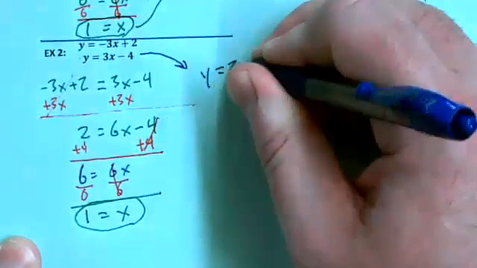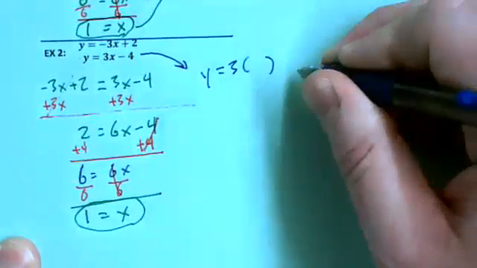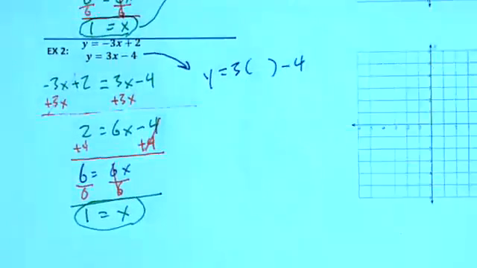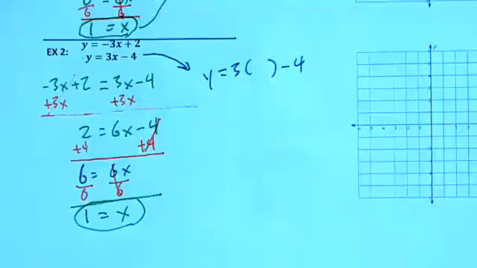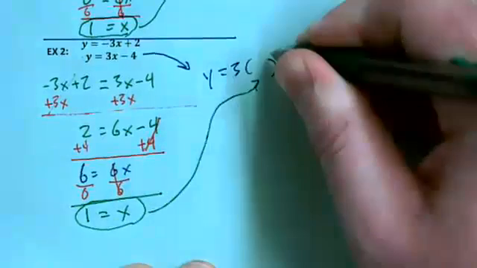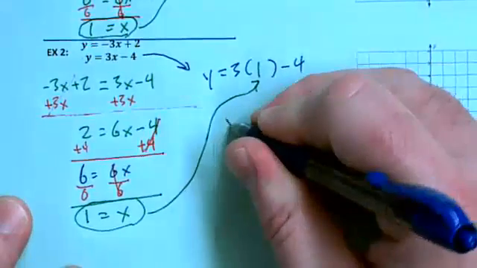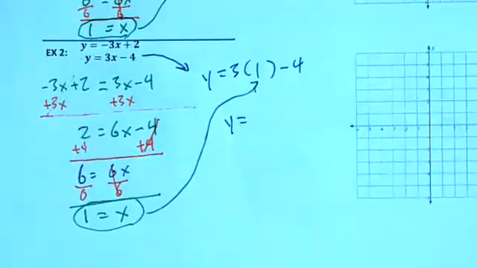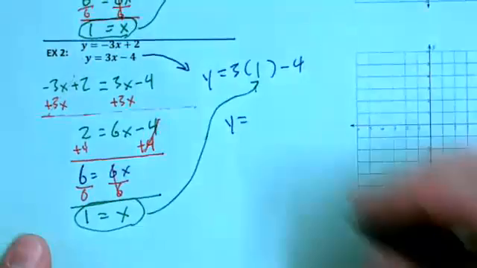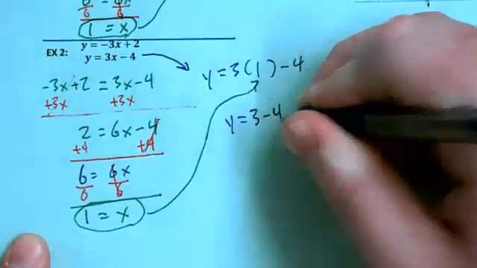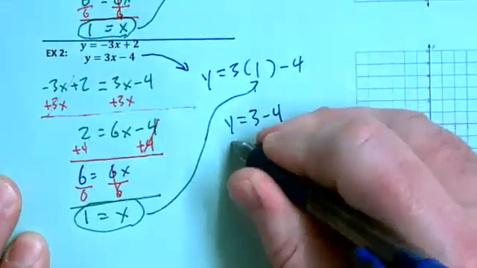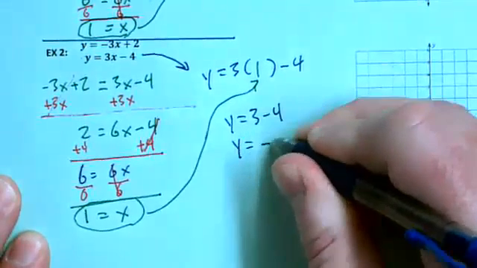Y equals 3x, but I'm leaving the x out, minus 4. In place of that x, we'll put this 1. And then we'll work that out. What is 3 times 1 minus 4? 3 times 1 is 3. And 3 minus 4 is negative 1.